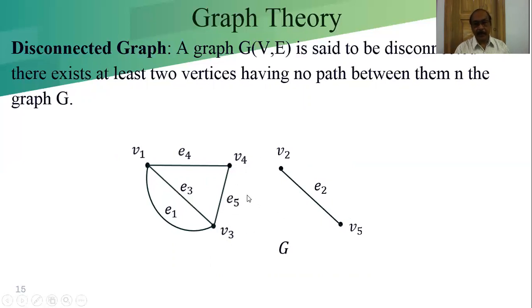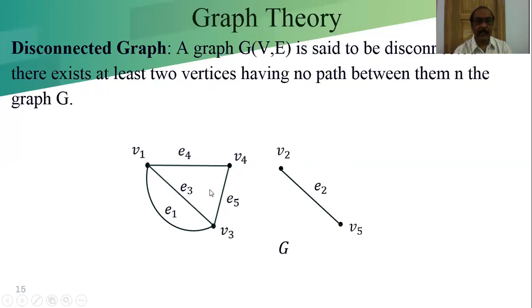That means we can find at least one pair of vertices with no path between them, and then it is known as a disconnected graph. So this is a disconnected graph. Now, what are the parts of it? How many parts are there? This is a connected graph and this is another connected graph. If we consider this part separately, it is one connected graph and this is also one connected graph. There are two connected graphs.